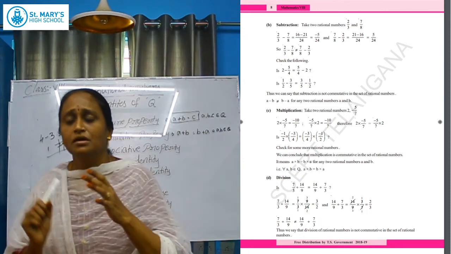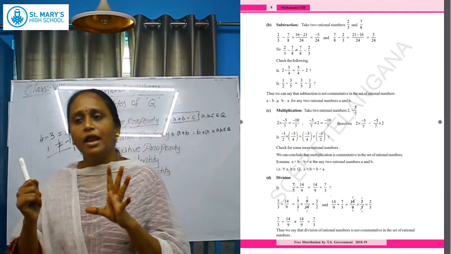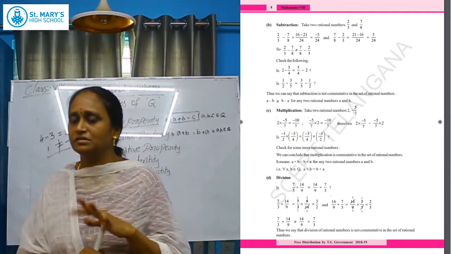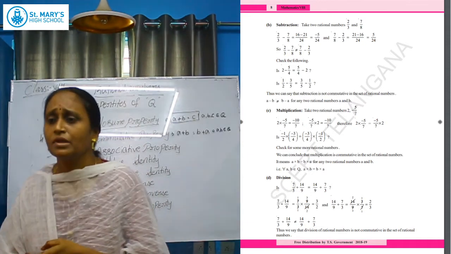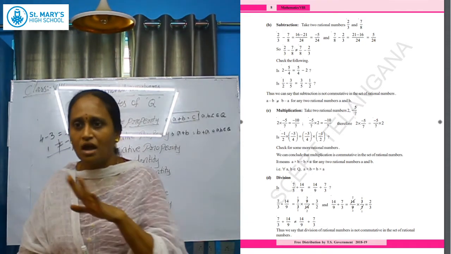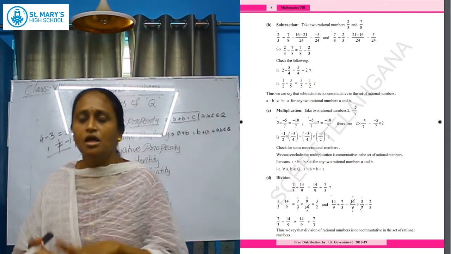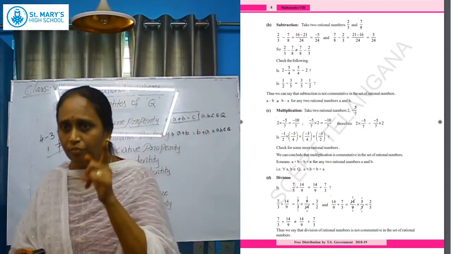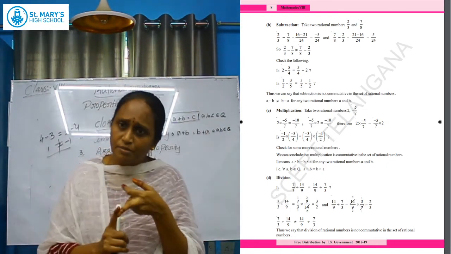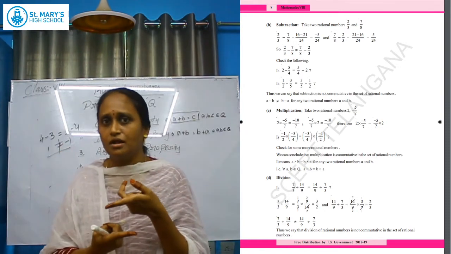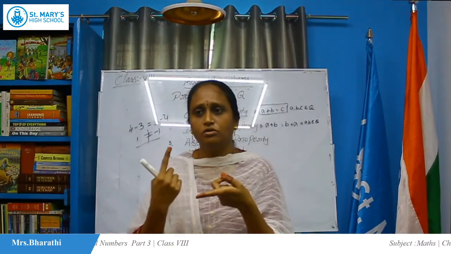So the closure property is possible under addition and under multiplication. It is not possible under subtraction. What about division? Division is also not completely possible because we change the order. When we change the order in division, we should change the symbol and also change the divisor. Instead of the divisor, we take the reciprocal.